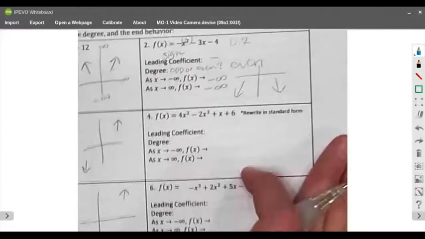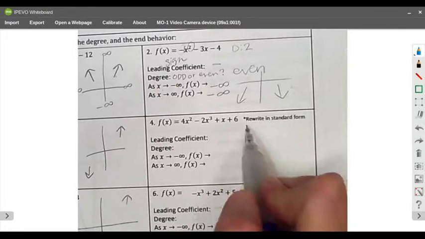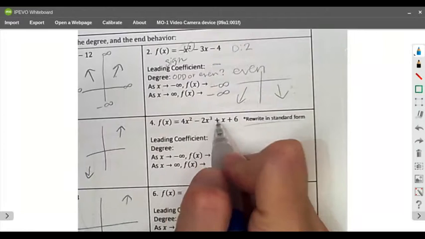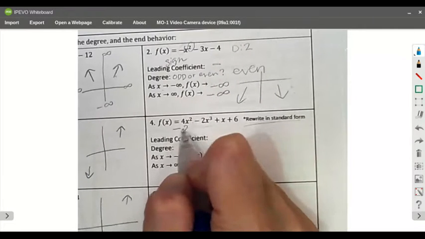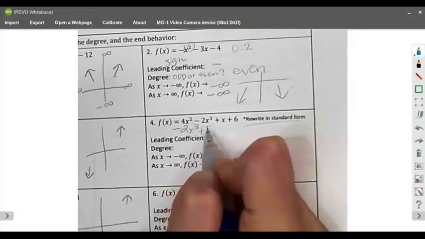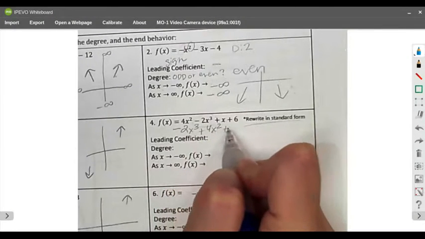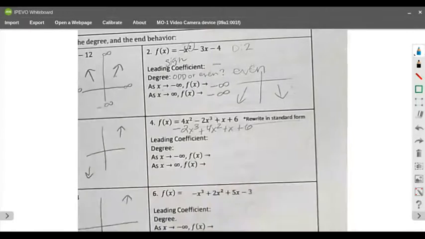Okay, let's look at number 4. Before I do number 4, it says to rewrite in standard form. Remember, standard form is highest degree to lowest degree. So this is going to go first. So we're going to have -2x to the third. You don't have to do this on any of the ones on your quiz. Okay, so that's standard form.